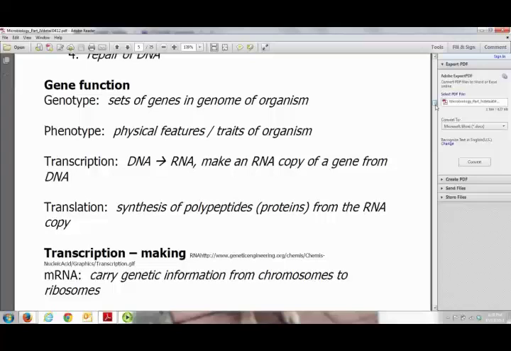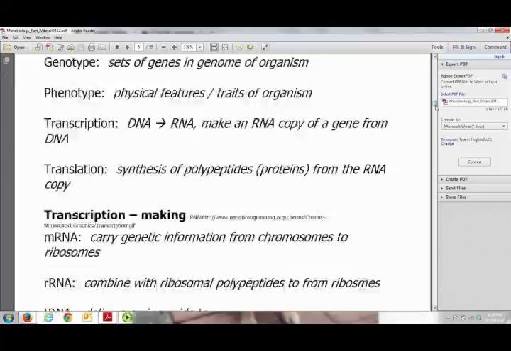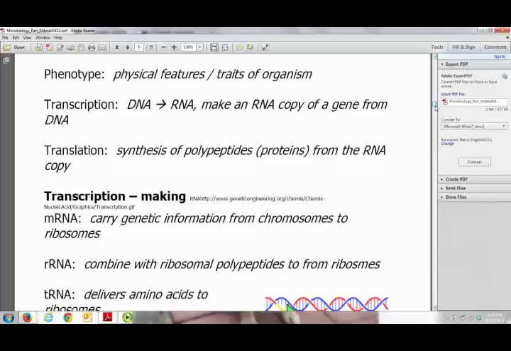In order to express these genes, we have two parts that will happen, transcription and translation. With transcription, DNA is used as a template to make RNA, and then that RNA copy of the gene is what's going to be used for the synthesis of the polypeptides. And that synthesis of the polypeptides, or making the proteins, is translation.